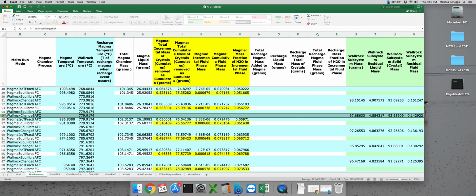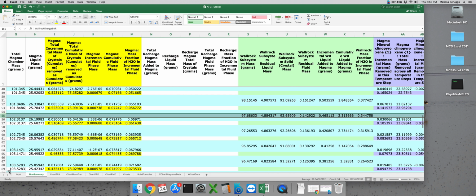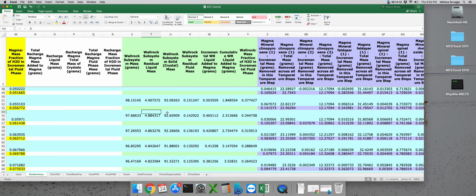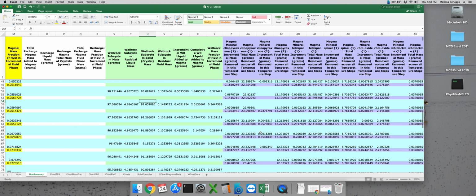So the second cyan line contains much of the same information, especially the same compositional information actually, as the wall rock equilibrate step. But it also gives us the mass proportions of melts, crystals, and exsolved fluids in the wall rock at that particular temperature step. And that's something we didn't see in the previous calculation step. Let's zoom out a little bit, and if we can take a look at a couple of rows here, you should be able to notice some patterns in the data.